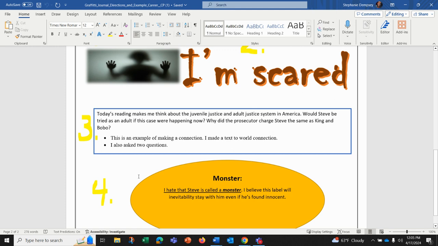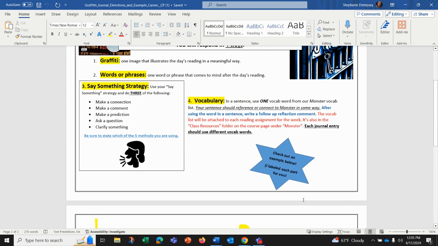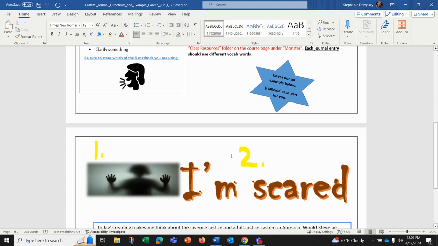And then part four was to use a vocab word in a sentence and reflect on how that relates to the story. So my vocab word was monster. And my sentence is, I hate that Steve is called a monster. And I related it by saying, I believe this label will inevitably stay with him even if he's found innocent. So I did not only put a vocab word, but I also used a follow-up reflection comment on that word and that sentence and how it relates to the book.